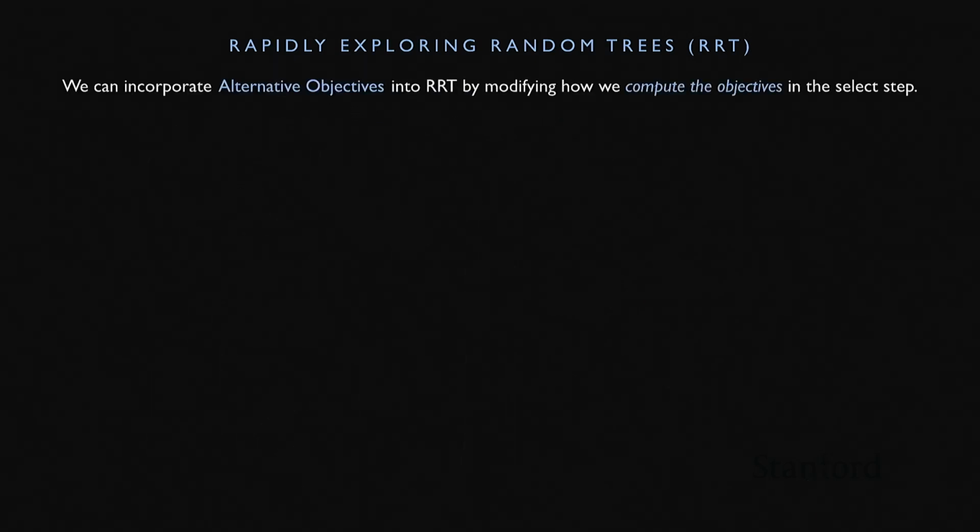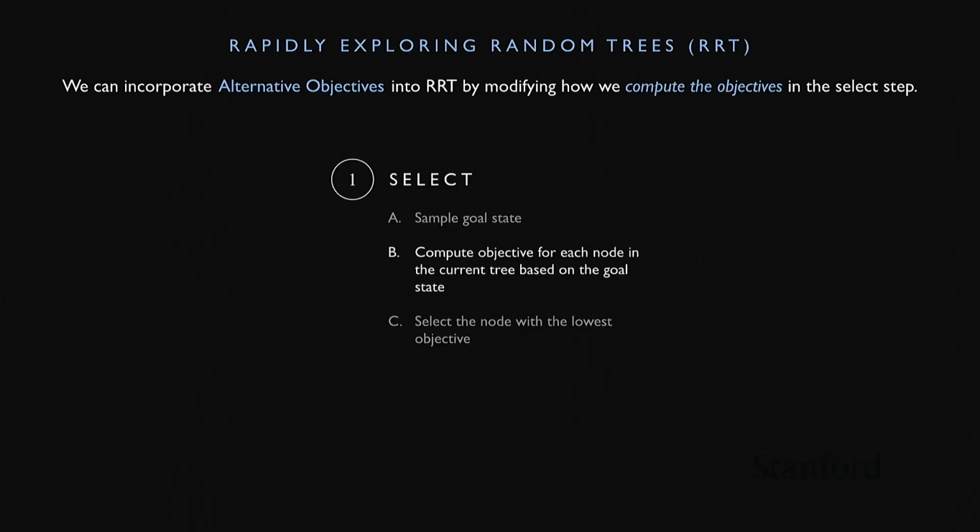Okay. And so the way that we do this, maybe no surprise, is we can incorporate alternative objectives when we compute the objective in the select step. If you remember, we had the select step and some goal state, and we were computing an objective for each node in the tree based on this goal state. We can change how we compute this objective in order to incorporate alternative objectives.